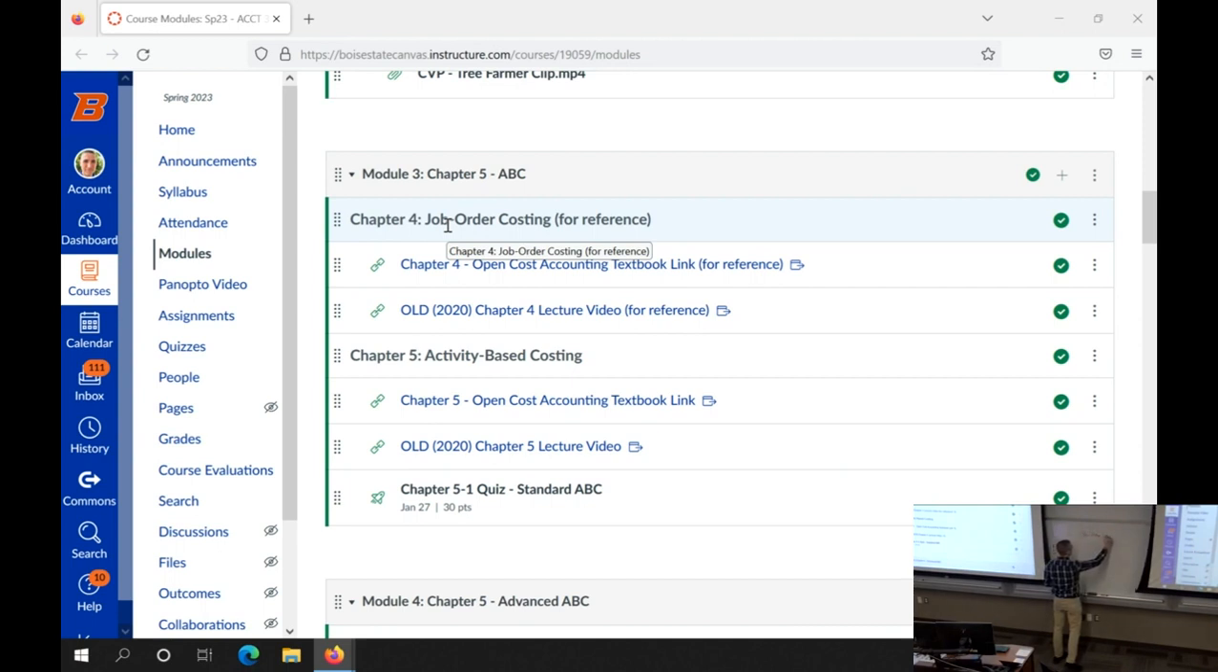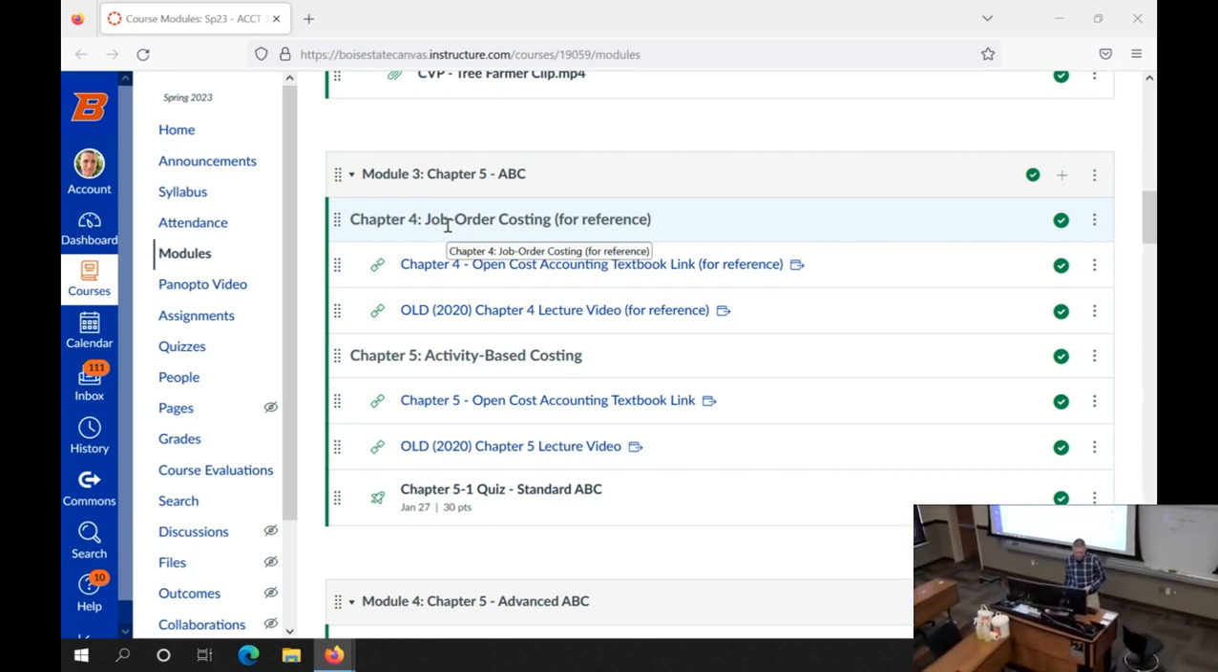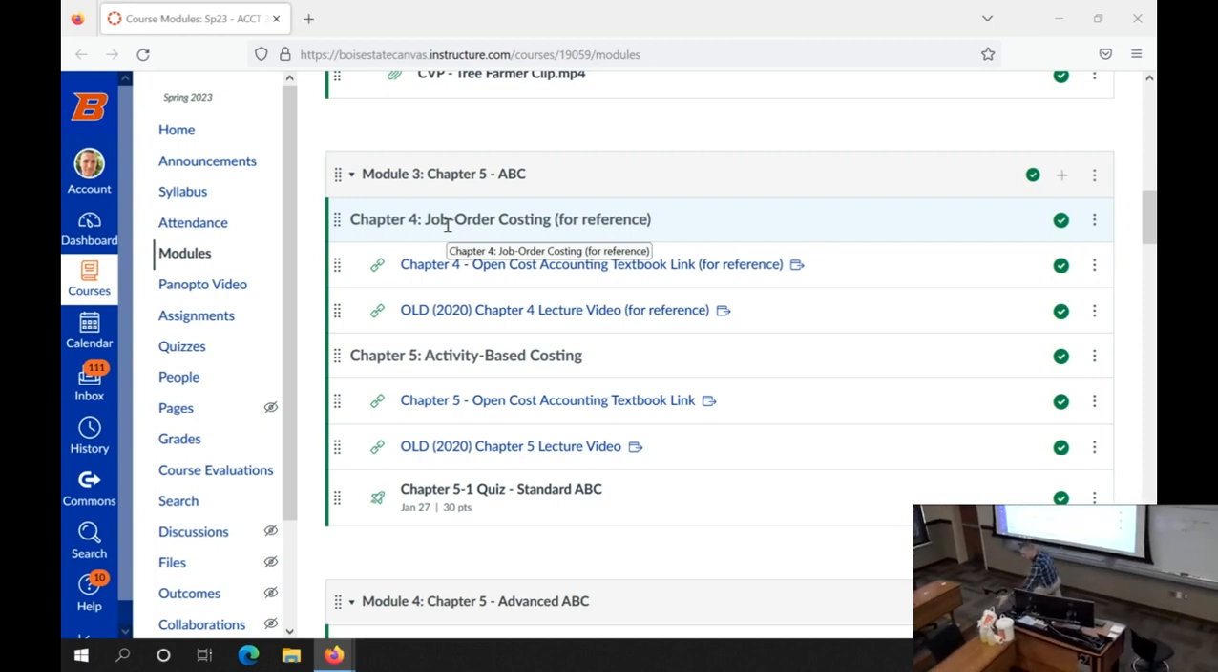And while it's not technically true, I usually think of ABC as a modification of job order costing. ABC has to do with activity-based costing, or rather what is considered.